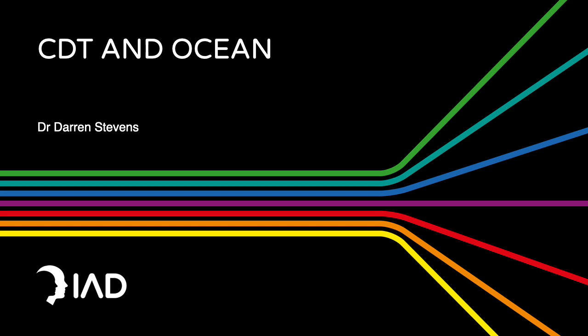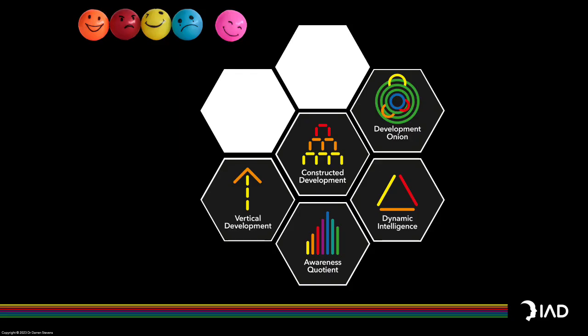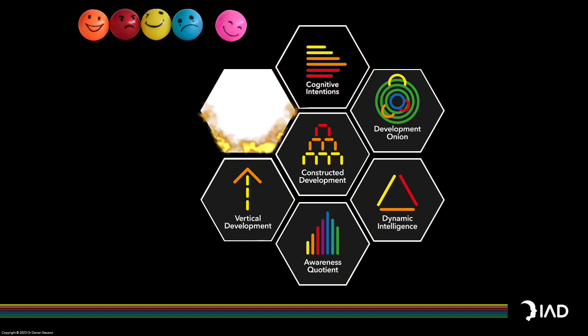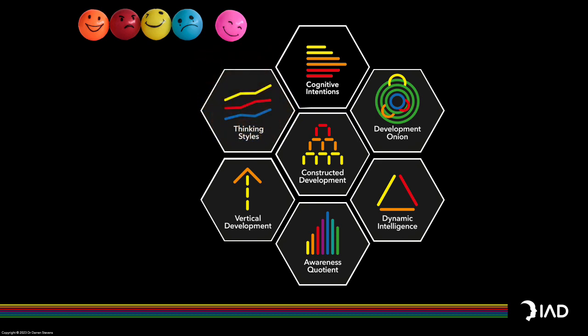In this video we will look at how CDT improves personality data by offering a perspective on trait theory we haven't seen before. This will include an understanding of cognitive intentions and thinking styles. For more information on each of those, please do watch the other videos in this series.